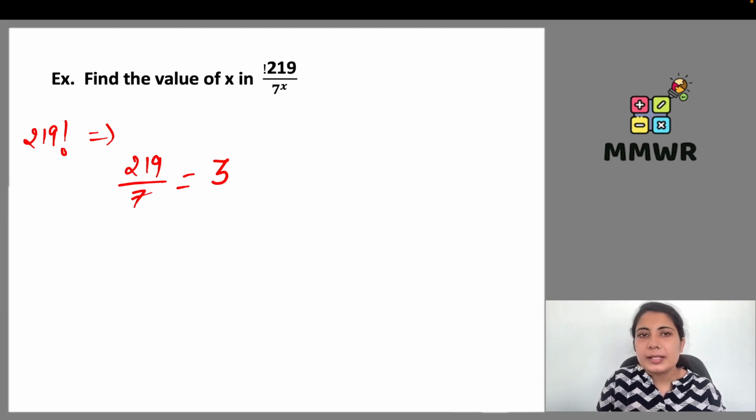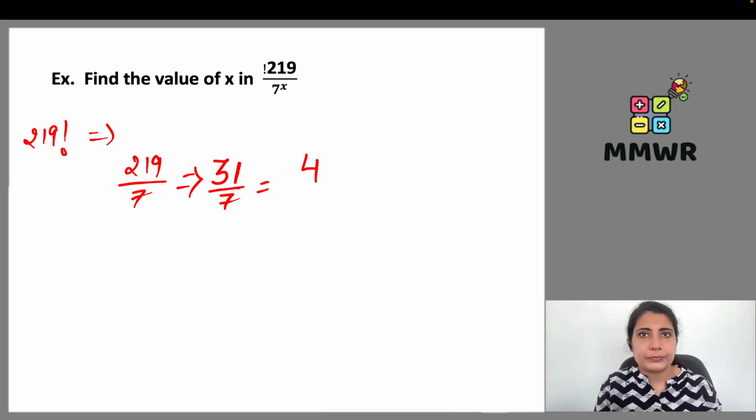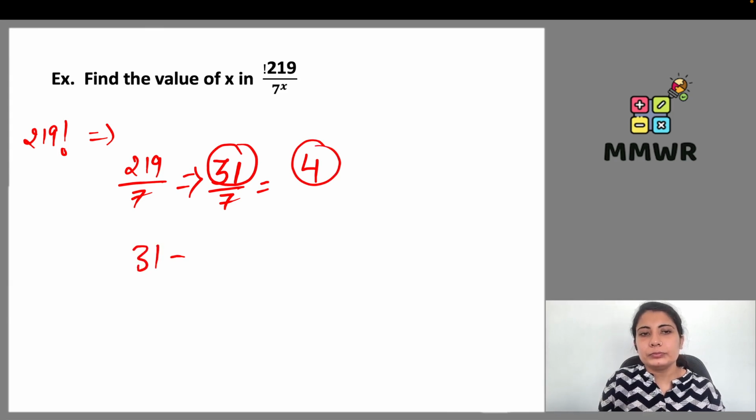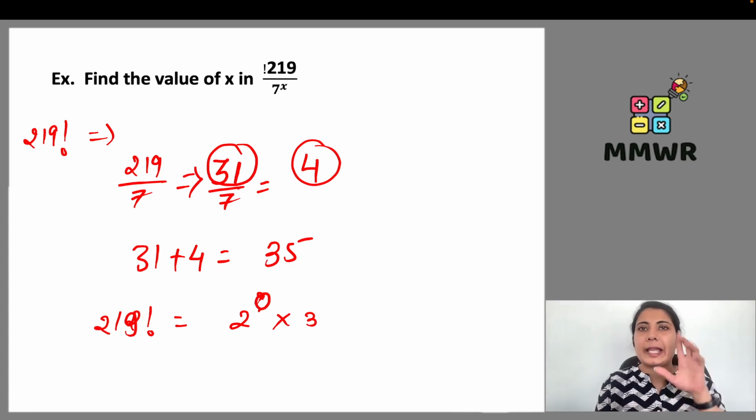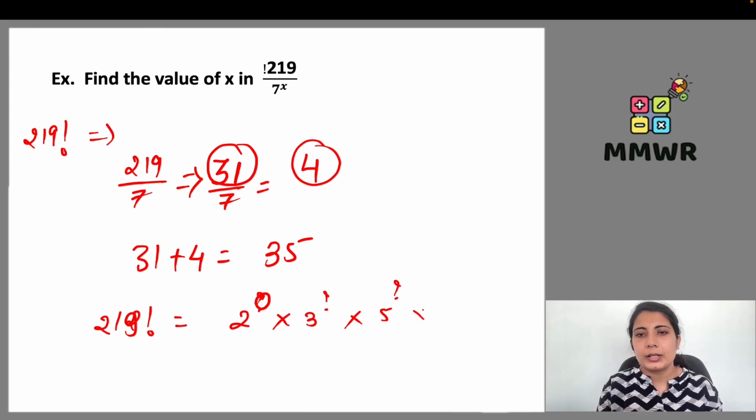7 threes are 21, 7 ones are 7. Again 7 fours are 28, right? 7 fives are 35, so 31 plus 4, that means 35. So when I express the factorial 219 in the numerator, this gives me 2 to the power something, I don't know that. 3 to the power something. 5 to the power I don't know what. And then 7 to the power x.